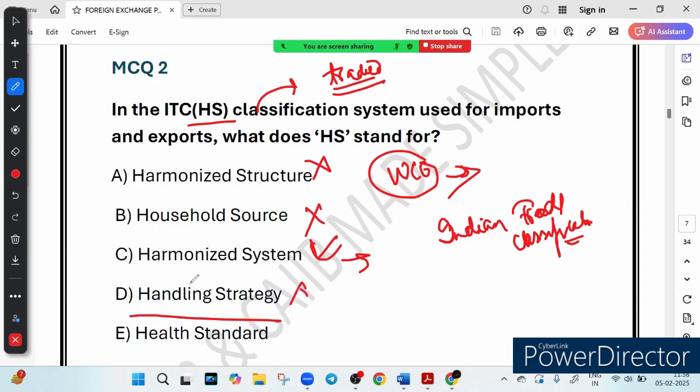Handling strategy, this is wrong. Handling strategy deals with logistics and supply chain, not trade classification. And the last option says health standard. Obviously this is a misnomer and misleading, because it applies to food, medicine, and public safety.